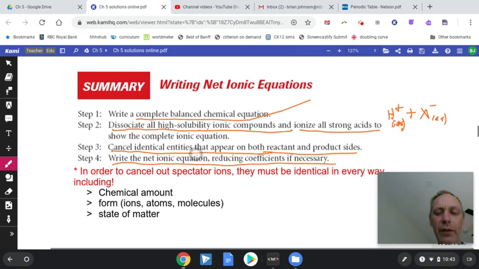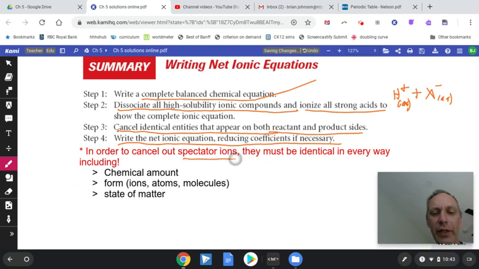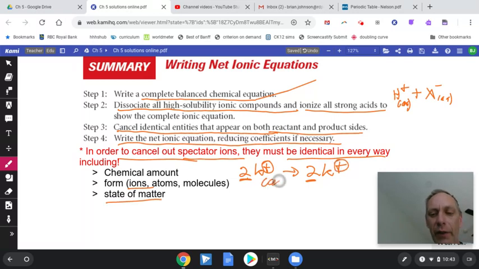It says here, in order to cancel out spectator ions, they must be identical in every way. So chemical amount, so 2K+, 2K+. The 2's have to be the same to cancel them both out. If they're ions, they have to both be plus. States of matter: if one is aqueous and the other is solid, you can't cancel them out. They need to have the same state of matter. So those are important little details.